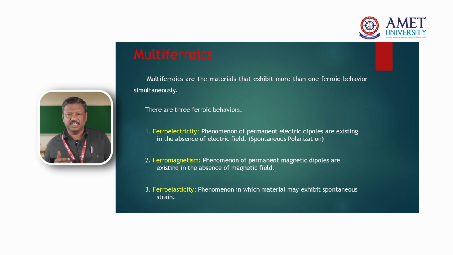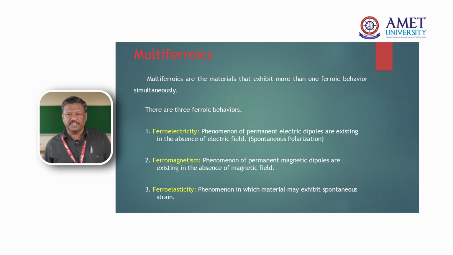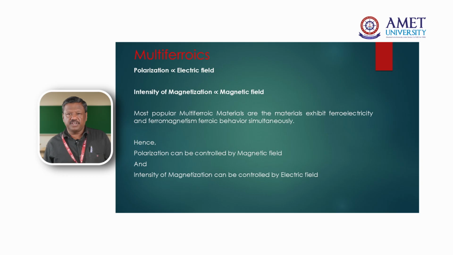Ferroelasticity: there is a spontaneous strain in the absence of any applied mechanical force. So multiferroic materials are the materials having more than one of these ferroic behaviors simultaneously. In the case of ferroelectricity, polarization is the generation of electric dipoles, and the polarization is directly proportional to the applied electric field. In the case of ferromagnetic materials, the intensity of magnetization is directly proportional to the applied magnetic field.